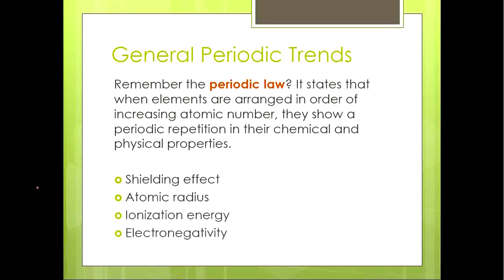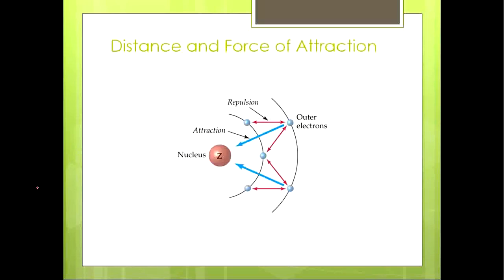Four of the properties that we're going to talk about today are shielding effect, atomic radius, ionization energy, and electronegativity. Before we jump into these four properties, we need to talk about the two things that affect them. Those two variables are distance and force of attraction. The nucleus that contains the protons is positively charged, and the electrons are negatively charged. We talked previously that the electrons are attracted to the protons in the nucleus, so there is a force of attraction there.